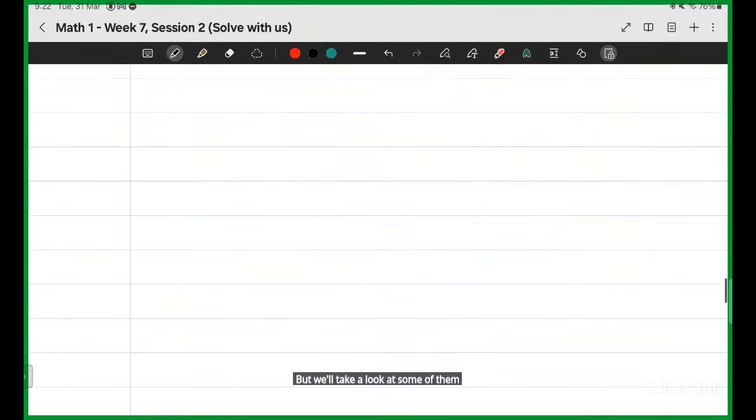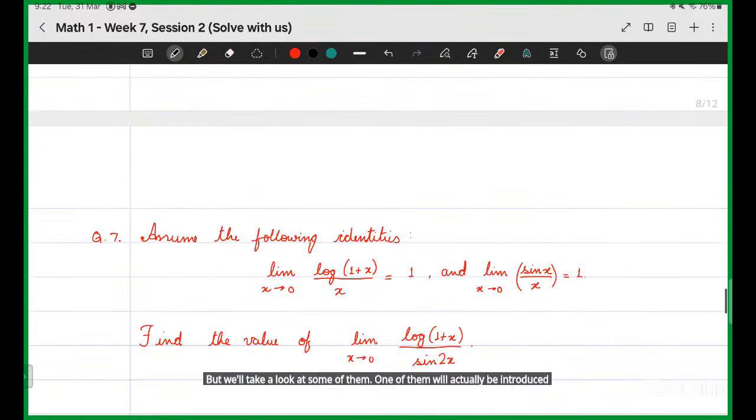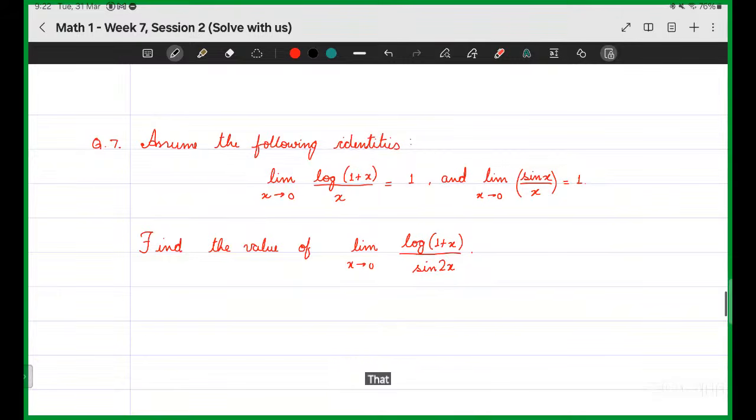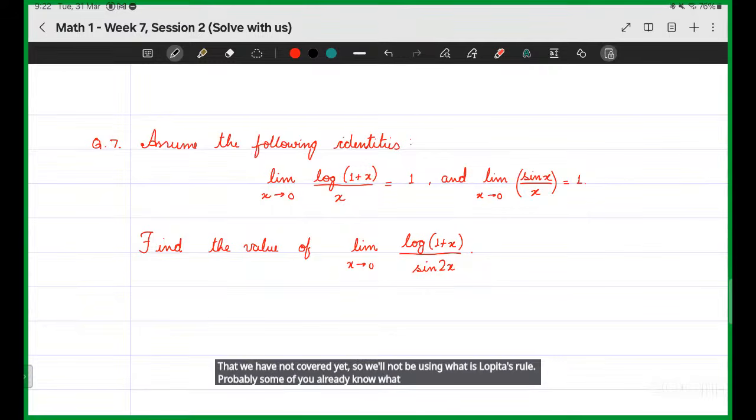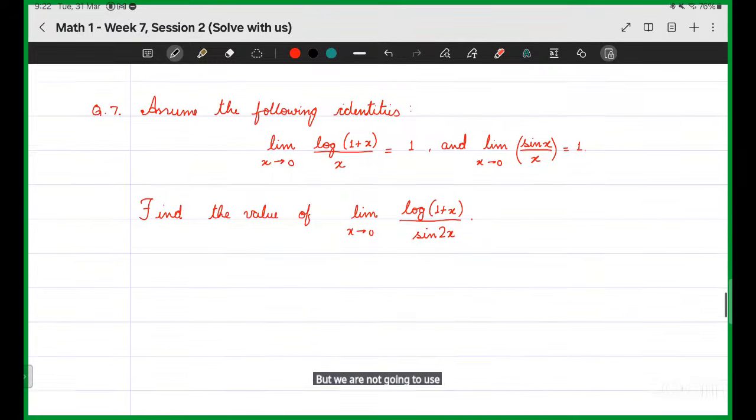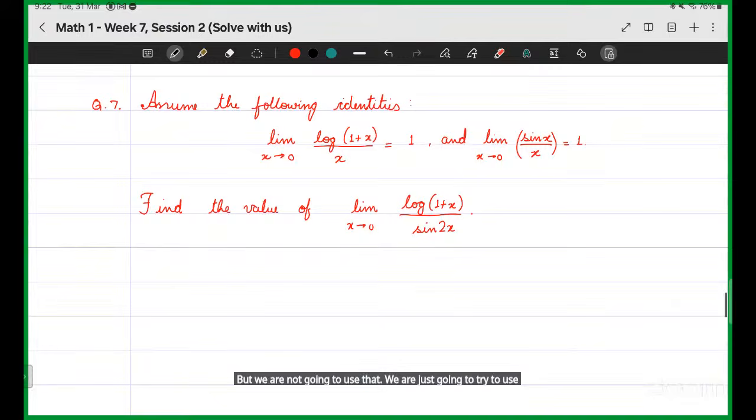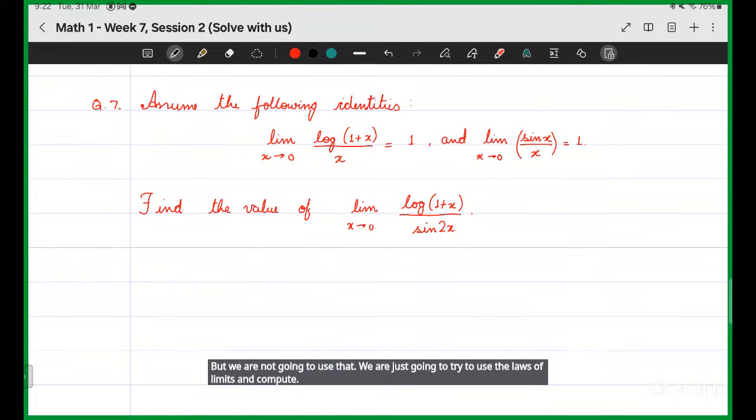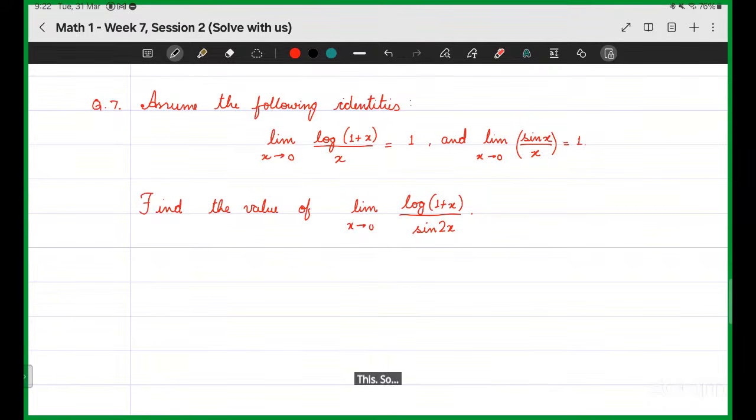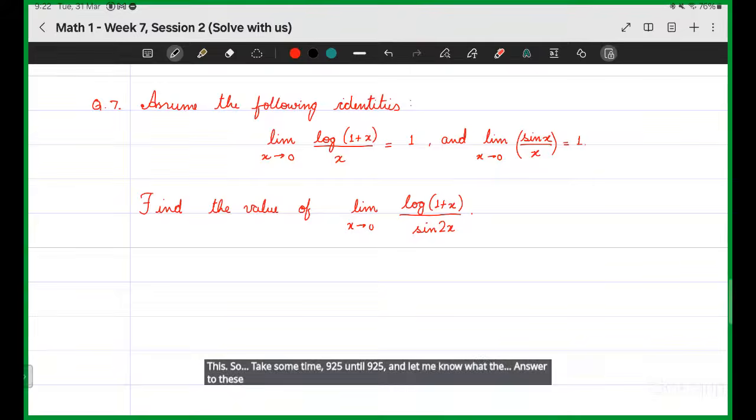One of them will actually be introduced after differentiability in week 8 that we have not covered yet. So we'll not be using what is L'Hopital's rule. Probably some of you already know what it is, but we are not going to use that. We are just going to try to use the laws of limits and compute this. So take some time, 9:25 until 9:25, and let me know what the answer to this problem is.